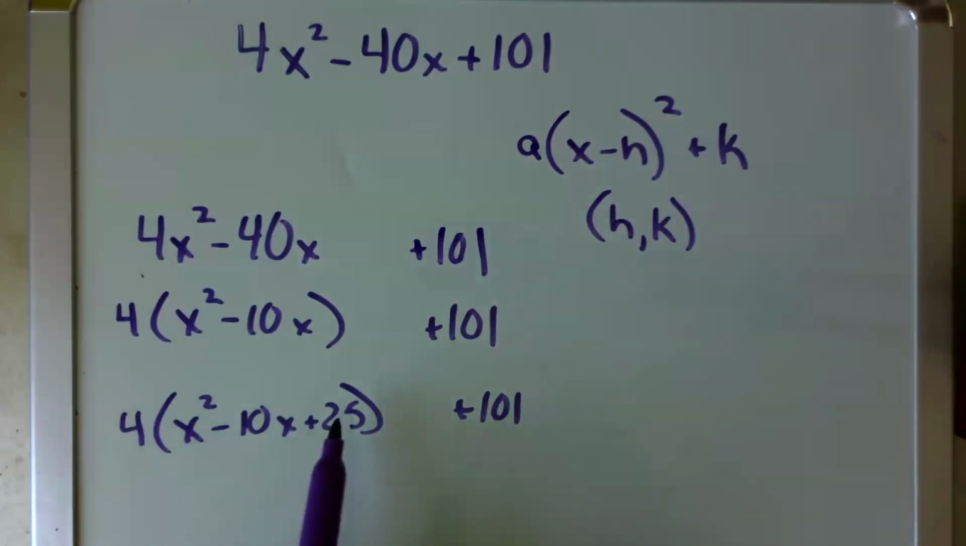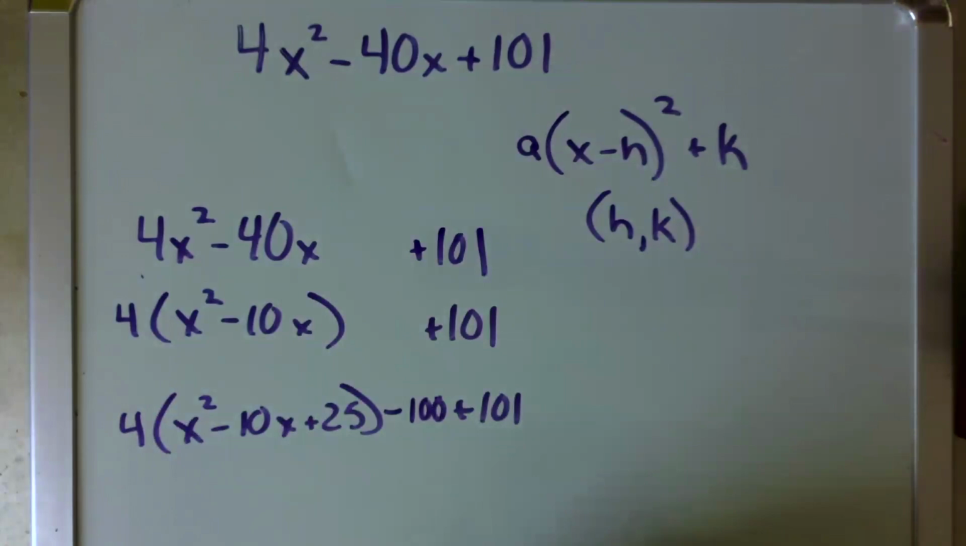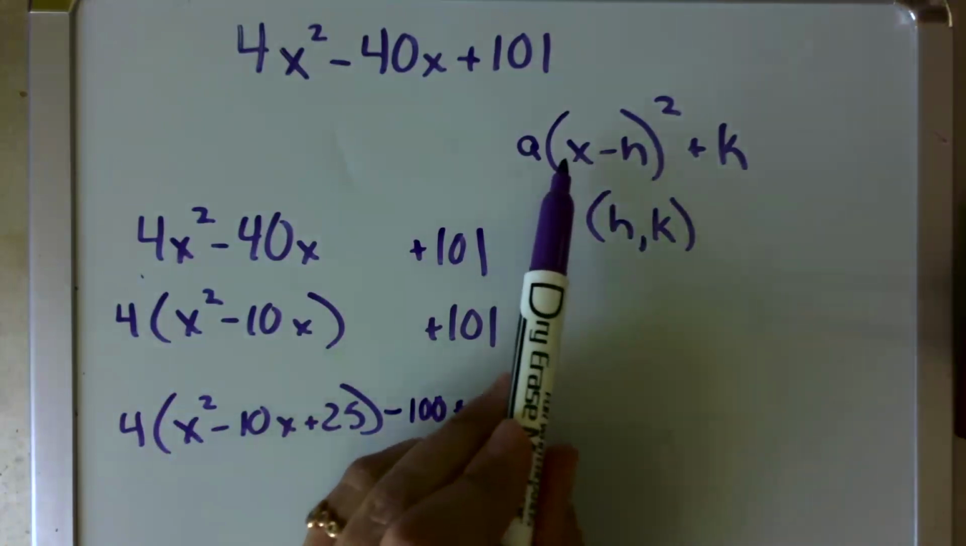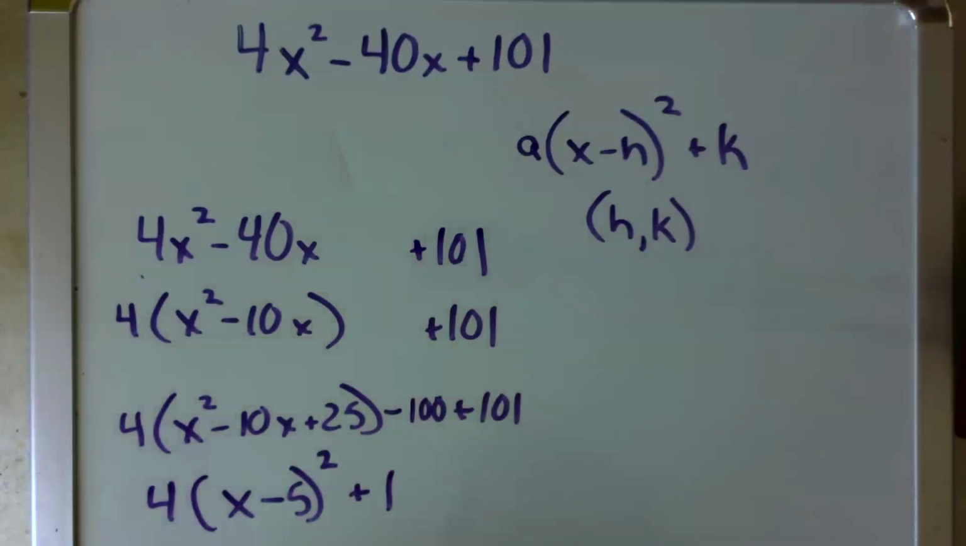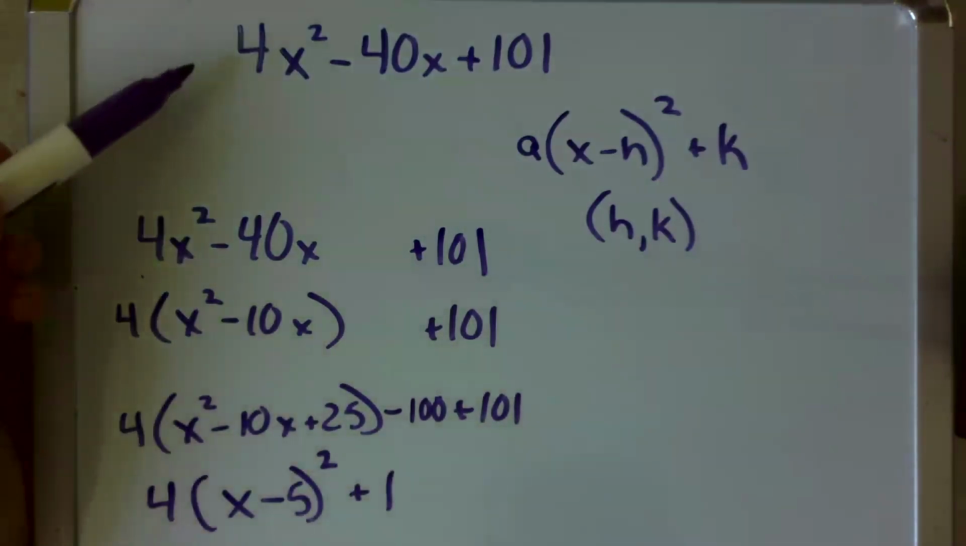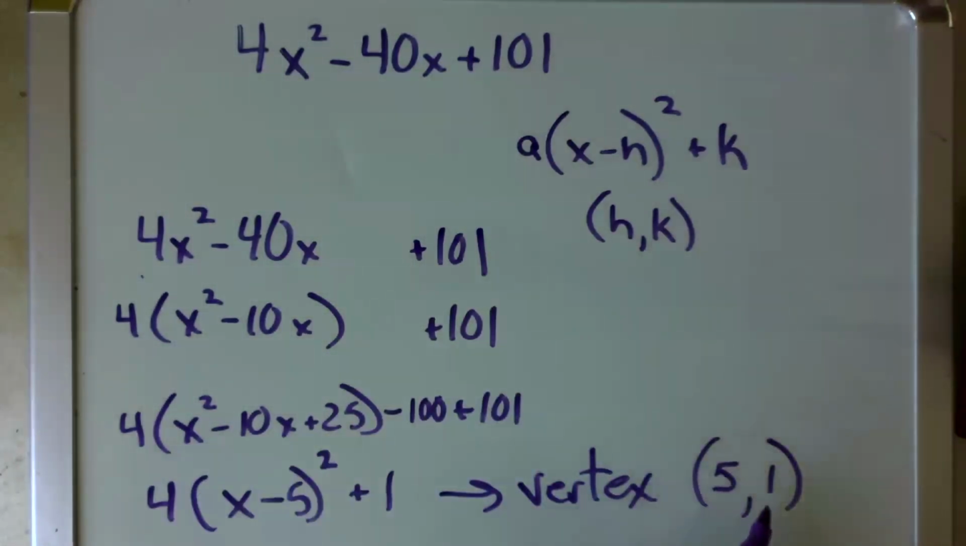But here's the key. We didn't just add 25. We added 25 inside the parentheses, which means we added 4 times 25, or 100. And therefore, that's what we have to subtract outside the parentheses. Now we're going to condense some stuff. The whole reason we completed the square is so that we could write it in (x minus h) squared form. So that looks like this, and then when we do minus 100 plus 101, we're left with this, and that is converting from standard form to vertex form. And that tells us that our vertex is at (5, 1).